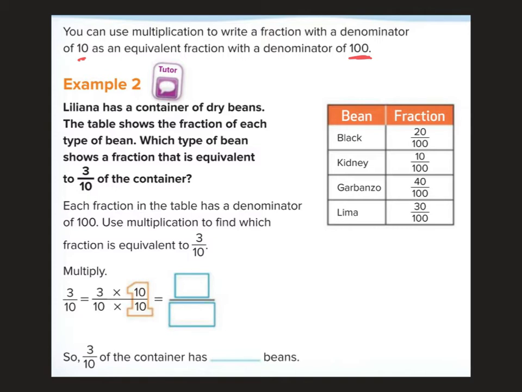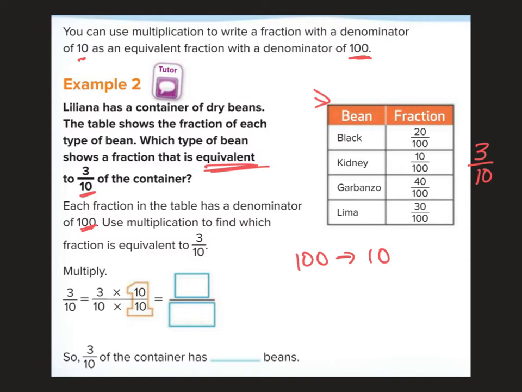It says Liliana has a container of dry beans. The table shows, here's our table, the fraction of each type of bean. Which type of bean shows a fraction that is equivalent to 3/10 of a container? 3/10. Each fraction in the table has a denominator of 100. So by multiplying or dividing, how can I go from 100 to 10? I divide by 10, right?